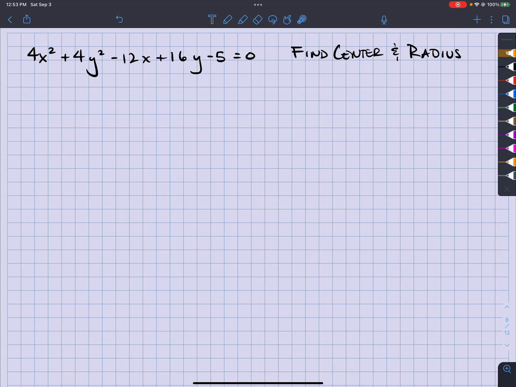So here in this particular problem, we have a general form of a circle, and we need to find the center and the radius. To do so, number one, we got to make sure that the coefficients of the x squared and the y squared are 1. So we're going to go ahead and divide every single term by 4.